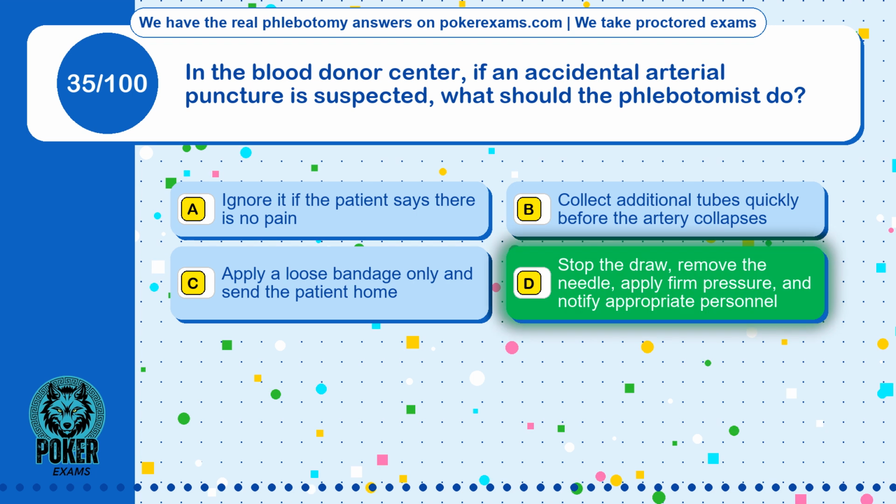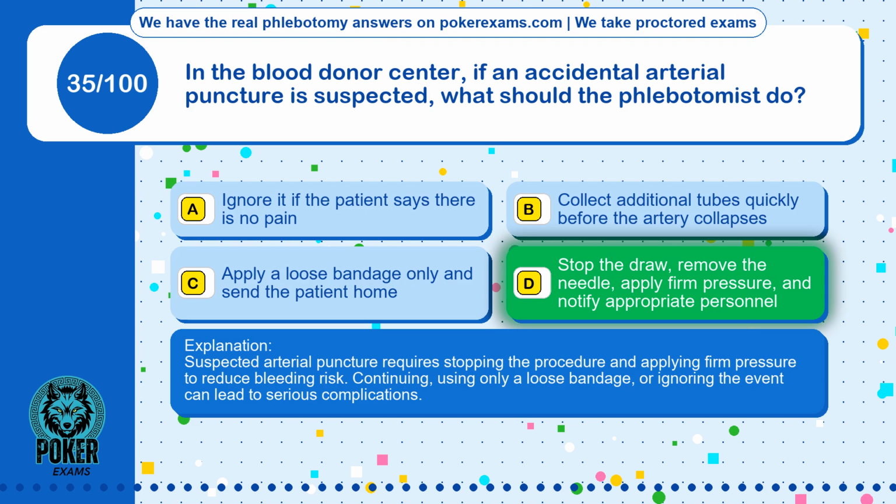The correct answer is option D. Stop the draw, remove the needle, apply firm pressure, and notify appropriate personnel. Suspected arterial puncture requires stopping the procedure and applying firm pressure to reduce bleeding risk. Continuing, using only a loose bandage, or ignoring the event can lead to serious complications.